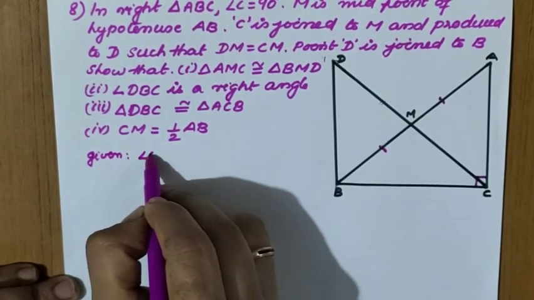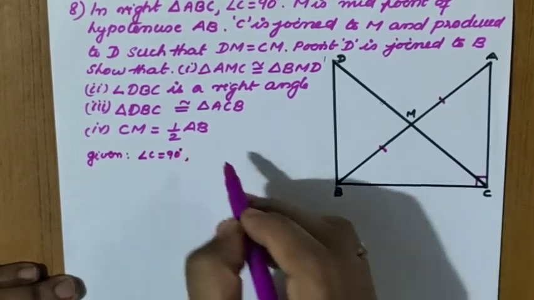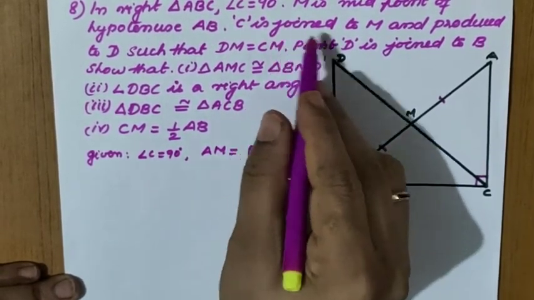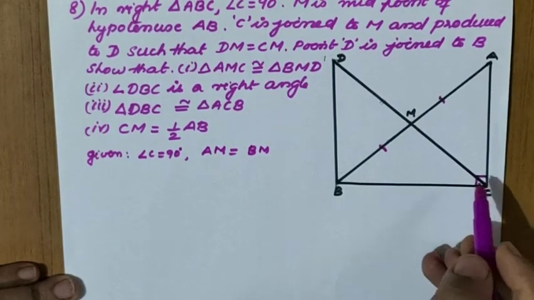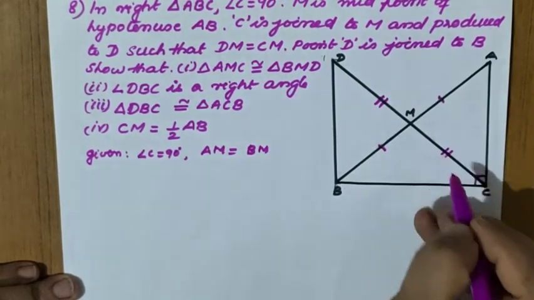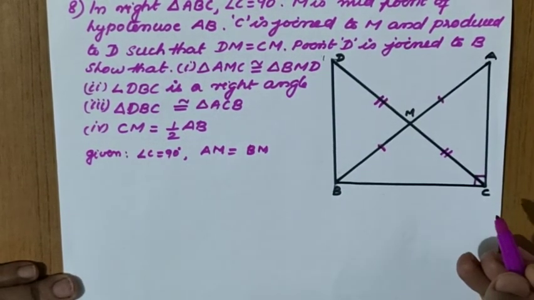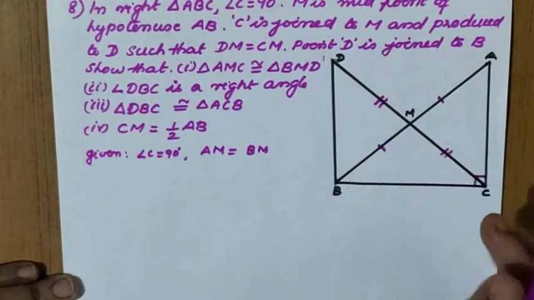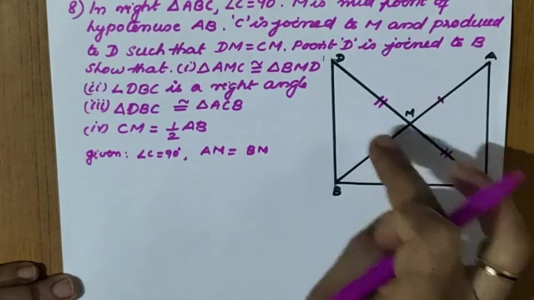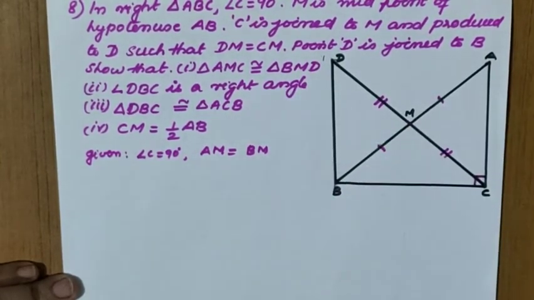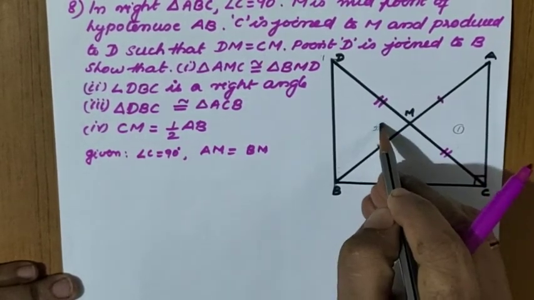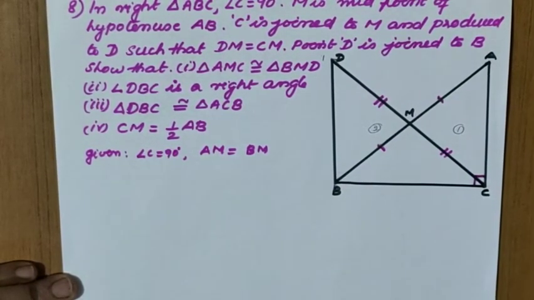What is the given part? Angle C is equal to 90 degrees and AM equals BM, right? Next, C is joined to M in such a way that DM and CM are also equal. See, DM equals CM. Now we have to show that triangle AMC is congruent to triangle BMD. So which are the triangles? This one AMC is the first triangle, and this one BMD is the second triangle, because this should be congruent.